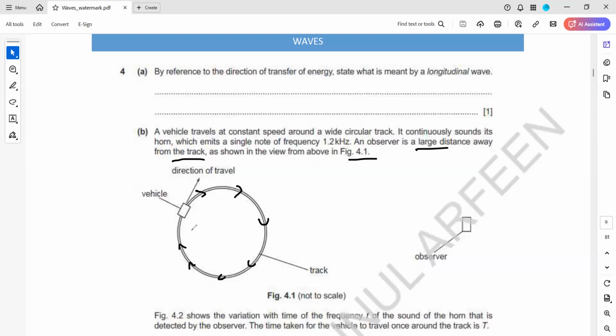So what will happen? This is actually a Doppler effect as the vehicle is approaching, moving closer. It is emitting 1.2 kilohertz, but what is received will be a higher frequency. It will be more than 1.2 kilohertz. That is the Doppler shift.